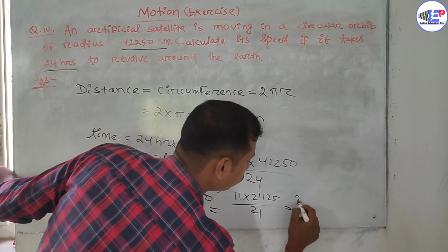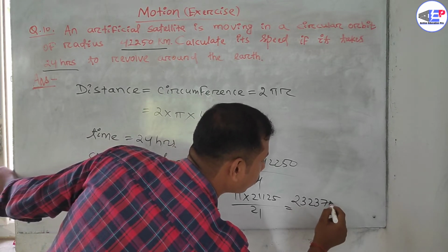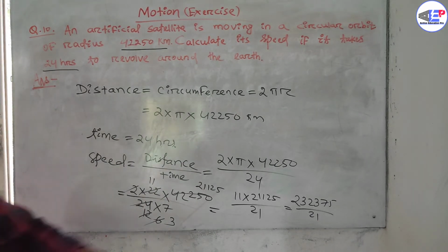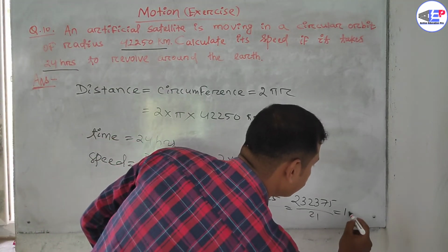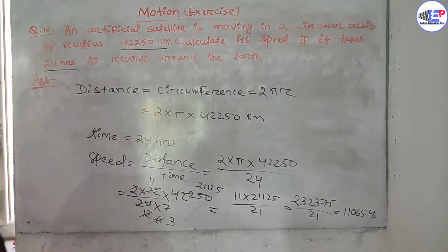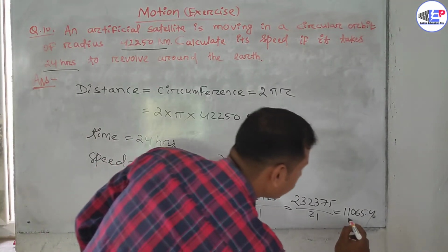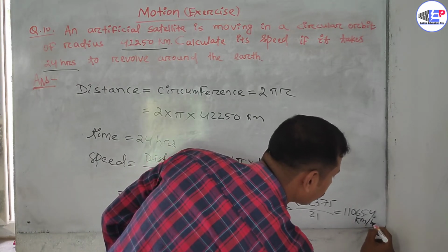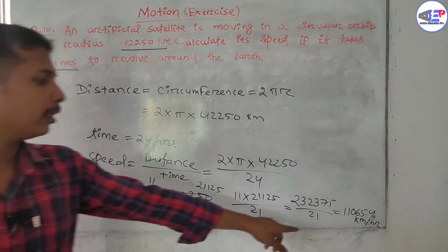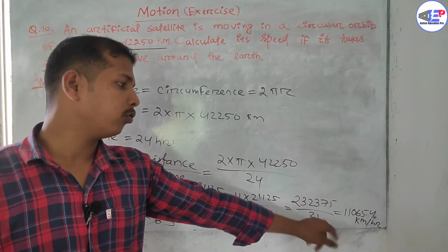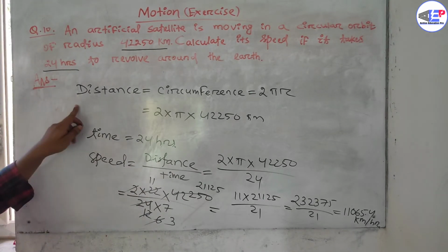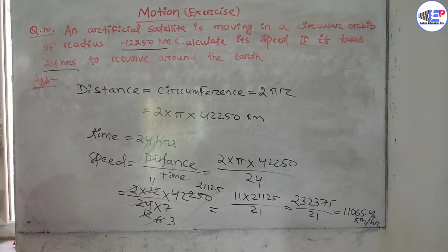It will give 275 divided by 21. When we divide, it will give this value, which is the speed, and its unit will be kilometer per hour. So the value of speed will be equal to 11,065.4 km per hour.